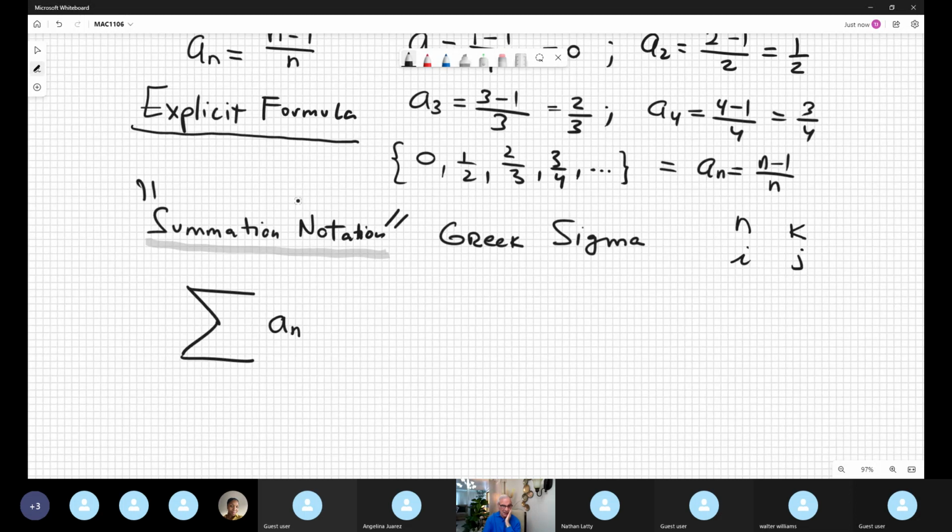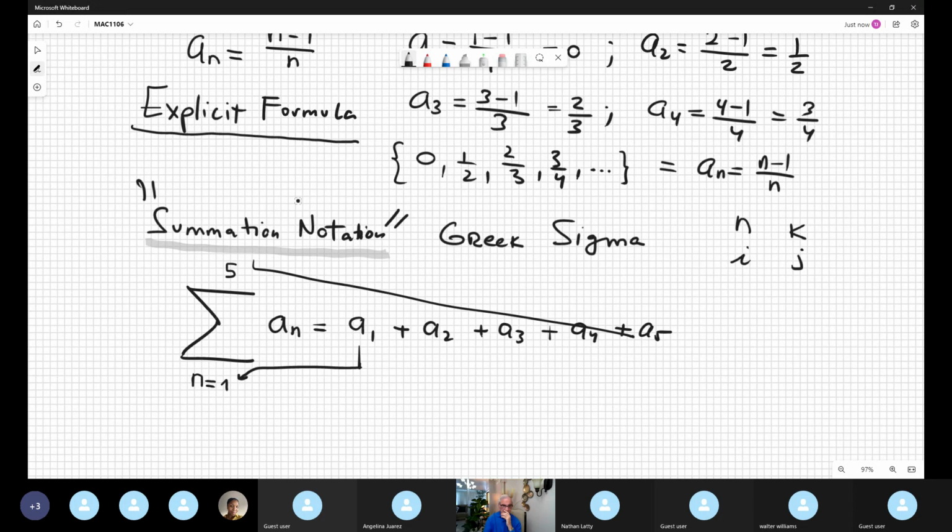Now you write down the lower bound, suppose it's 1, from n equal 1 to another number, suppose 5. This is the condensed way to express A1 plus A2 plus A3 plus A4 plus A5. Because the first number is this number and the last number is this number. So this is the upper bound and this is the lower bound in the summation notation. Do you understand the idea very well or not?